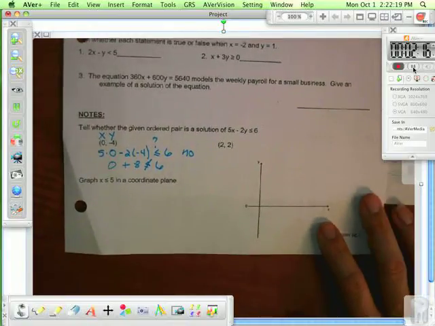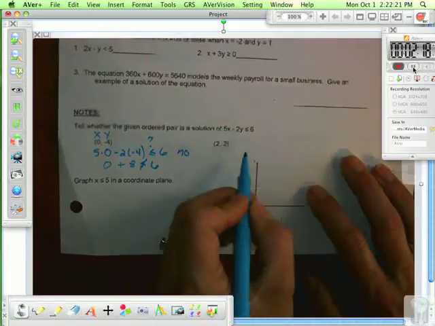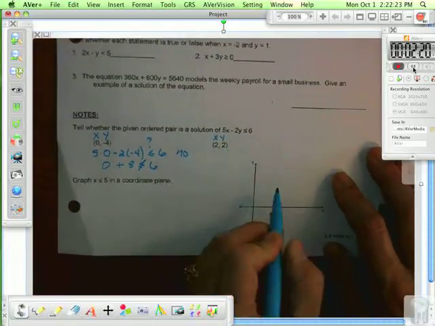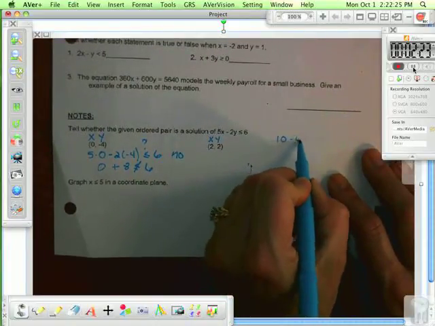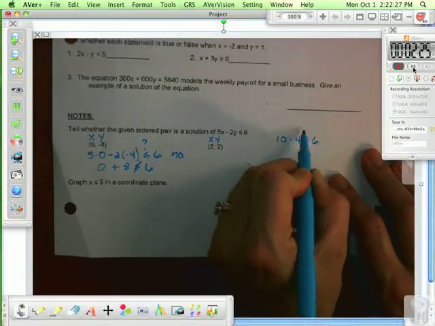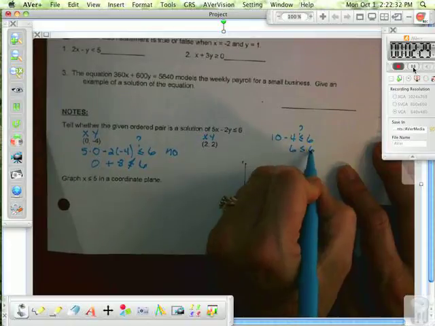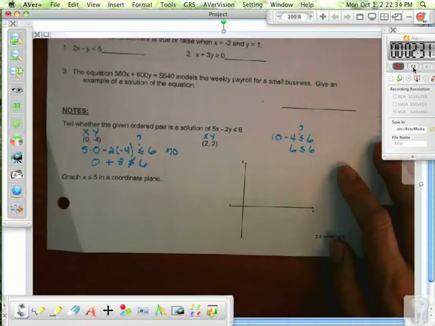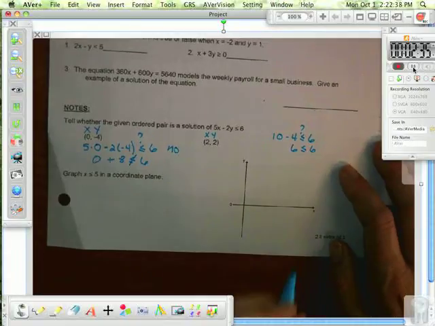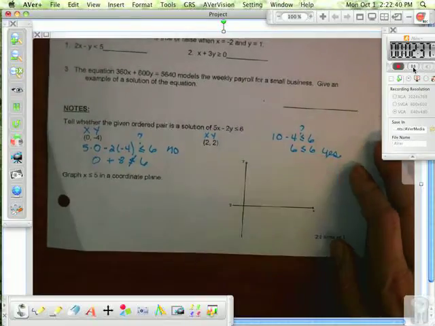Okay? So let's try this one. Plug it in. 10 minus 4, is that less than or equal to 6? Yes, it is. 6 is less than or equal to 6. It's the equal part. So it's true. Easy enough?